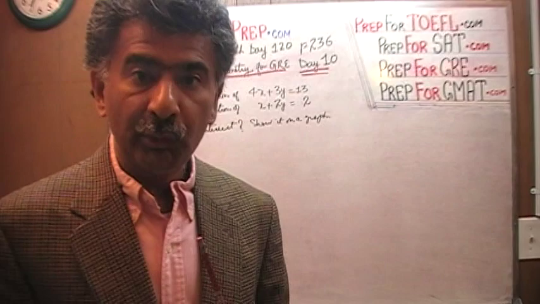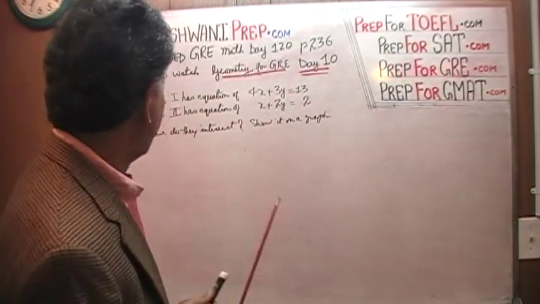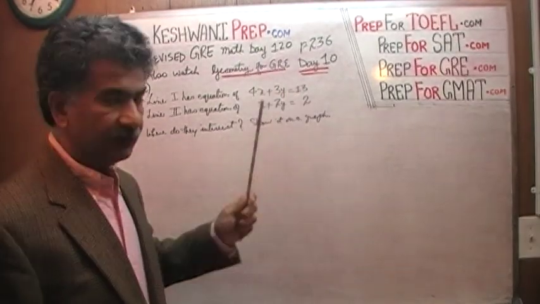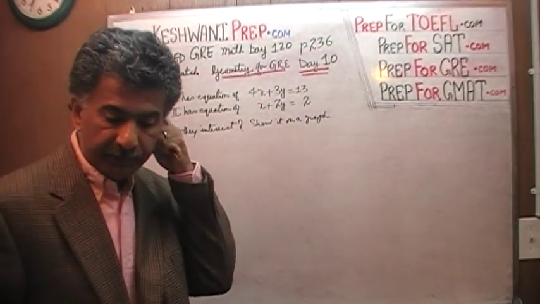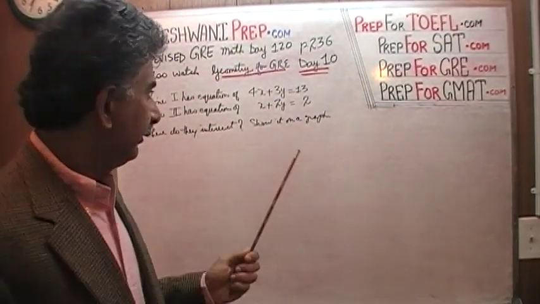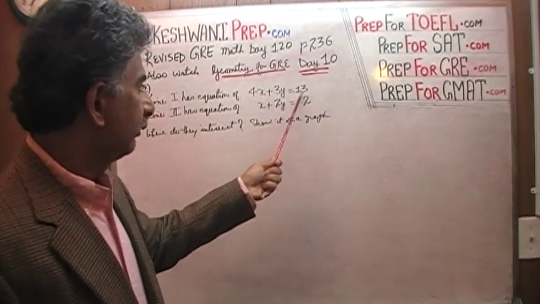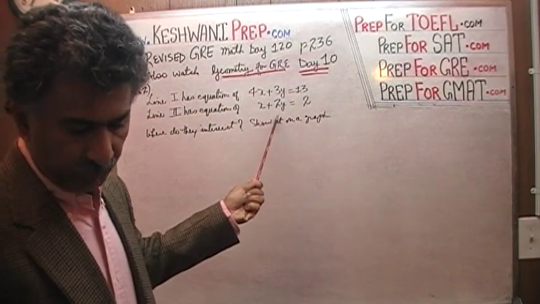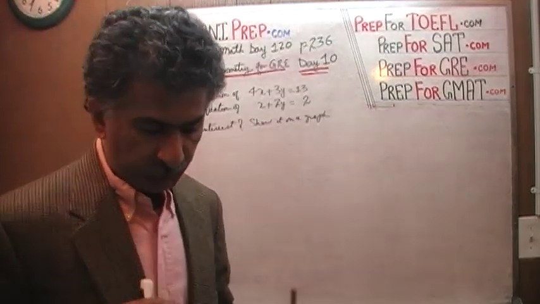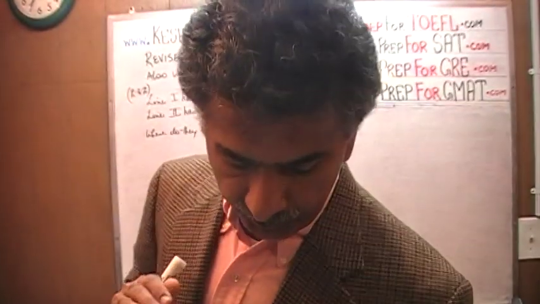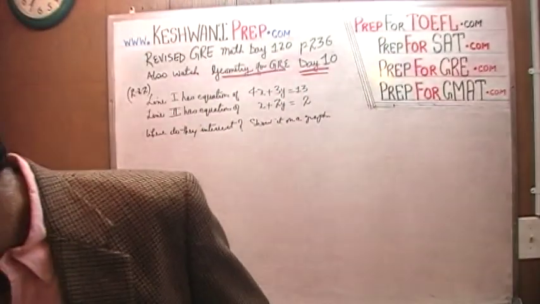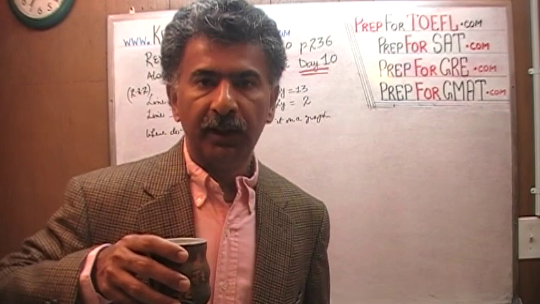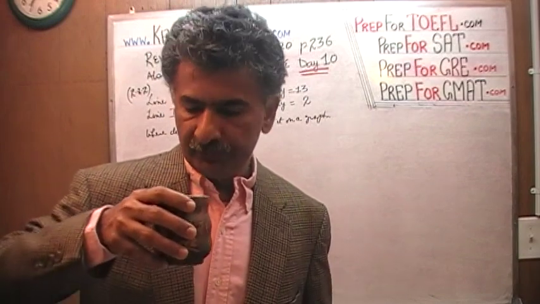We are given two equations of two lines. You should have the book in front of you and read along with me. Line 1 has the equation 4x plus 3y equals 13. Line 2 has the equation x plus 2y equals 2. The question is very simple and straightforward: where do these two lines intersect, and what does the graph look like if we plot these two lines and show the point of intersection?